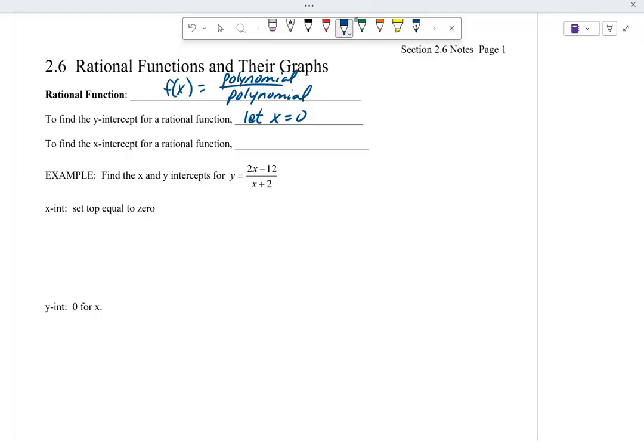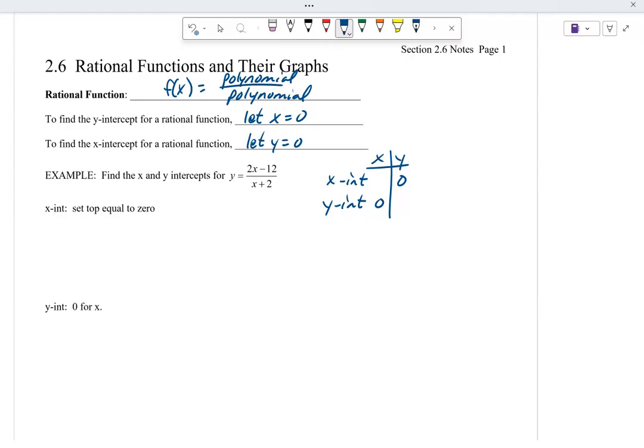To find the x-intercept, we're going to let y be 0, or in other words, the function to be 0. So let's go ahead and do that first. Let's find our intercepts for this rational function. Notice we've got a polynomial on the top and a polynomial on the bottom, so this is a rational function. To find our x-intercept, we let y be 0. To find our y-intercept, we let x be 0.